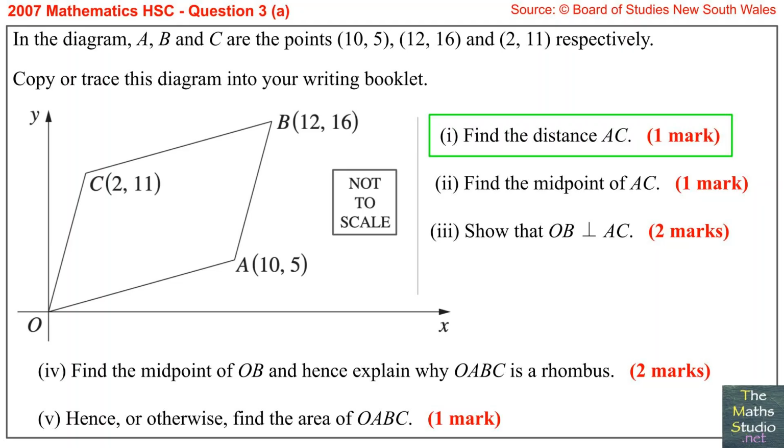Question 3, Part A. In the diagram, A, B and C are the points (10, 5), (12, 16) and (2, 11) respectively. Copy or trace this diagram into your writing booklet. Part 1. Find the distance AC.